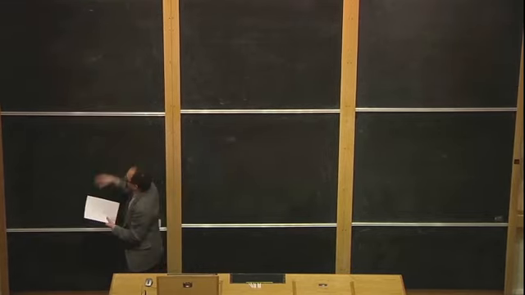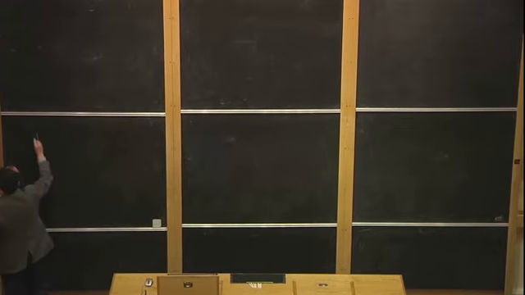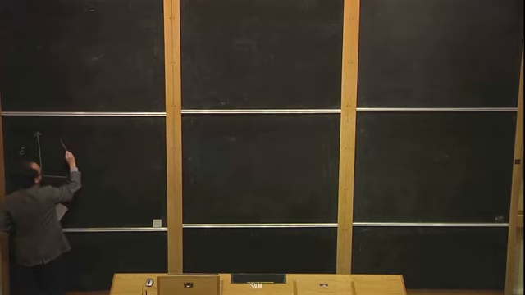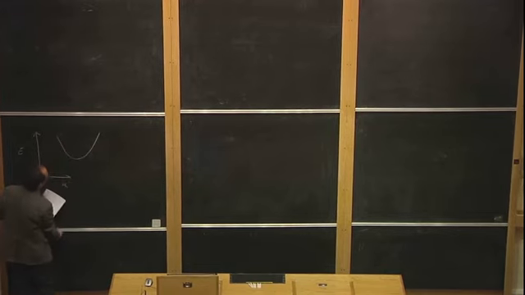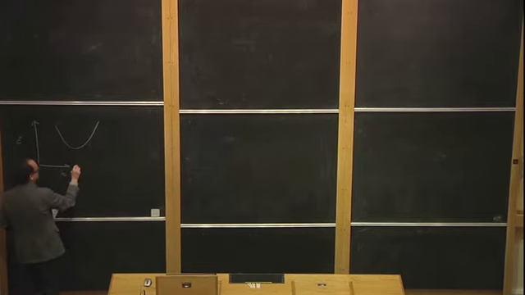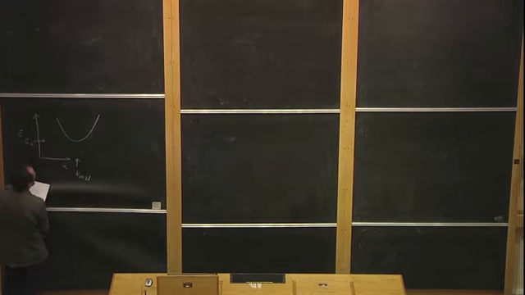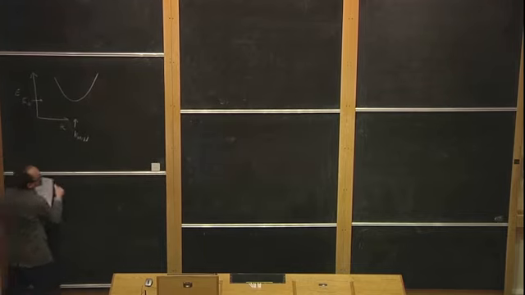So let's start by drawing the bottom of a conduction band. We have some E and some K, and there's going to be some quadratic minimum of a conduction band. Let's call this point here K min, where the bottom occurs, and this point here we'll call E naught, the energy of the bottom of the conduction band.